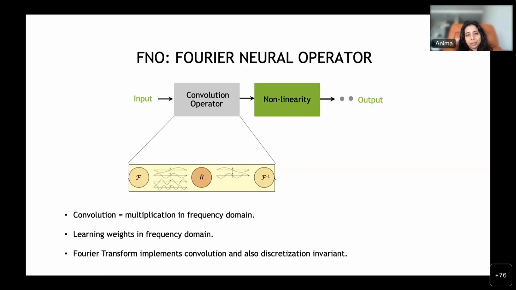But really the benefit is the ability to now make learning efficient as well as keep the discretization invariance, meaning I can now input my signal at any resolution, and I can still capture the signal through Fourier transform, because I can do Fourier transform at any resolution. And that's a key ingredient that makes this overall framework end-to-end discretization invariant.